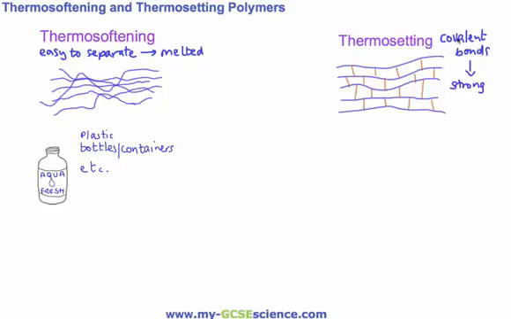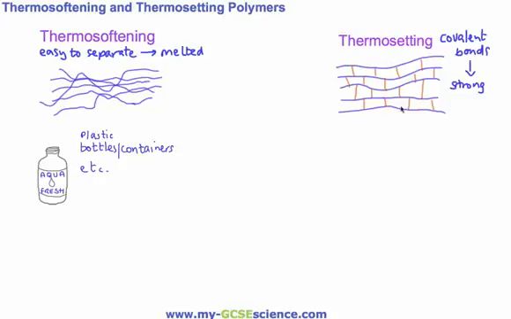Whatever you do, don't get covalent bonds mixed up with the intermolecular forces that we were talking about. That's not the same thing. These are bonds between the actual polymer chains, and makes the thermosetting plastic or thermosetting polymer very, very strong, and it also makes it very hard to melt. In fact, these things won't melt, they burn before they melt.